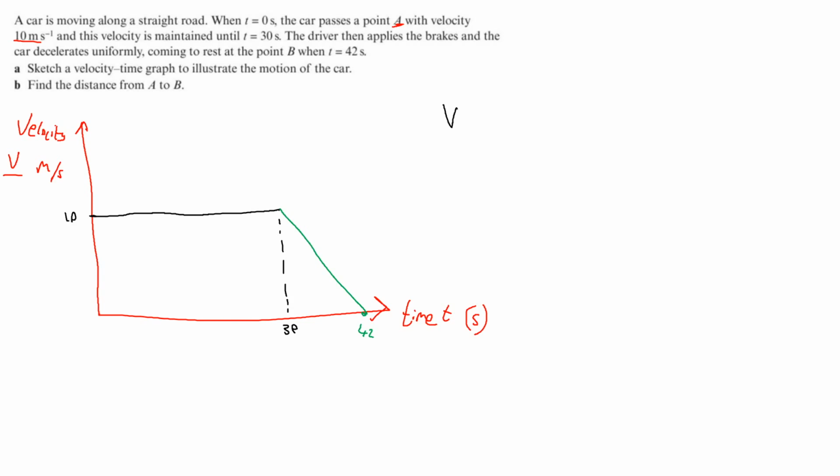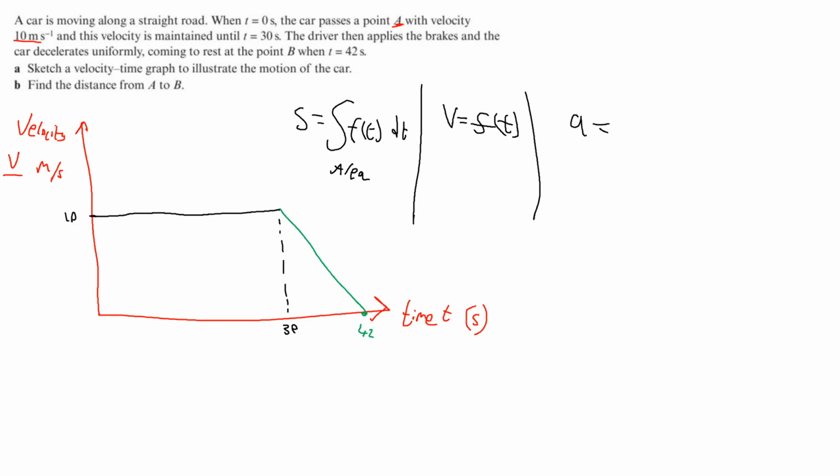For a velocity time graph, if v equals f of t, the displacement is equal to the integral of f of t, which is the area. And the acceleration is going to be the differential of v with respect to t, which is the gradient. So in order to find the distance, we need to find the area.